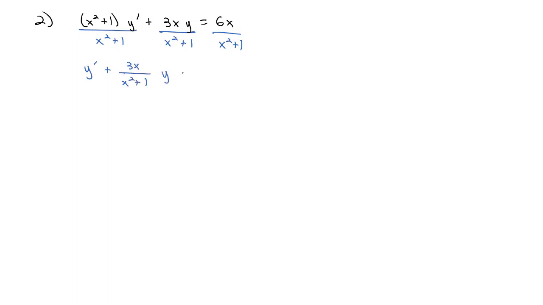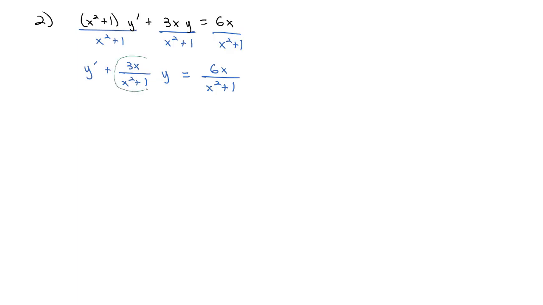We're going to solve x squared plus 1, y prime plus 3xy equals 6x. Our first step is we want to get it in the correct form, which means I'm going to divide everything by x squared plus 1 so that the y prime stands alone. This will give me y prime plus 3x over x squared plus 1 times y equals 6x over x squared plus 1.